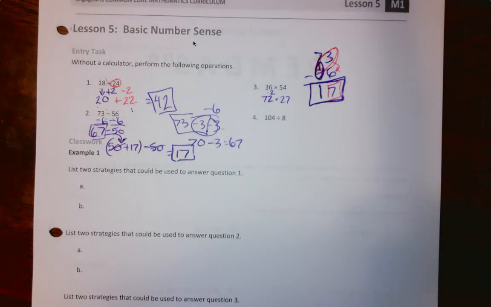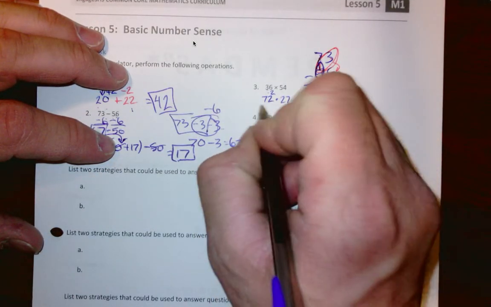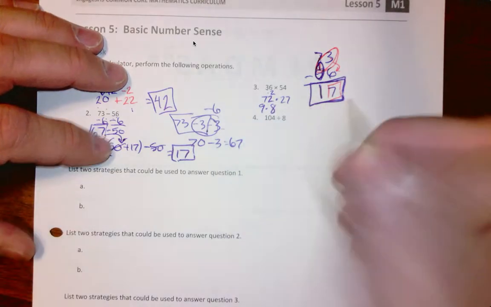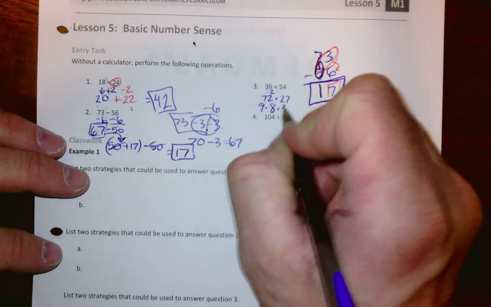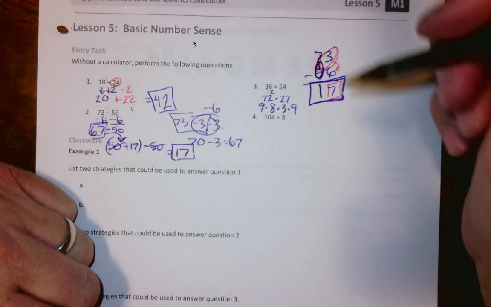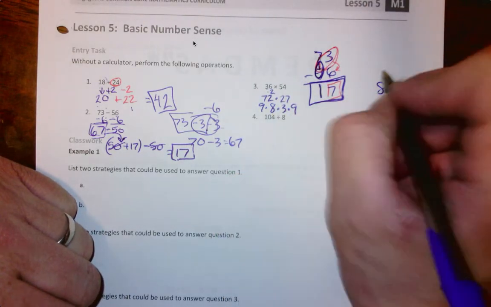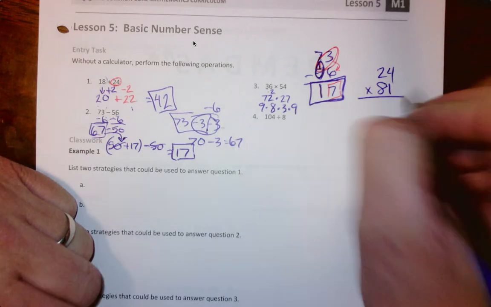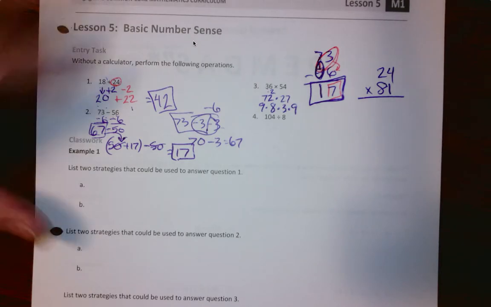72 times 27. That's not that nice. But I could take the 72 and split it into 9 times 8, which I think is okay to do. And then the 27, I can split that into 3 times 9, which is okay to do as well. 9 times 9 is 81, and 8 times 3 is 24. Can I avoid the stacked multiplication? Not at this time. I'm just going to have to go through it.